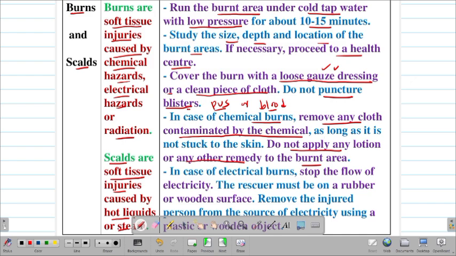Then in case of electrical burns, you're supposed to stop the flow of electricity. And of course, the rescuer must be on a rubber or a wooden surface. The reason is because rubber and wood are poor conductors of electricity. Therefore, the chances of being electrocuted will be very low. Also, remove the injured person from the source of electricity using a plastic or a wooden object. Remember, plastics are poor conductors of electricity.